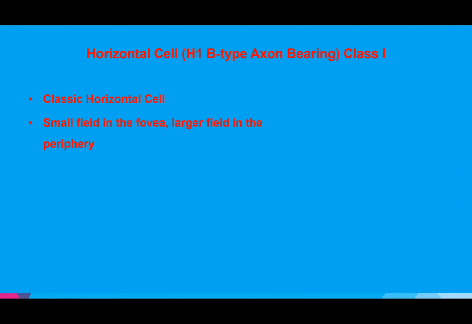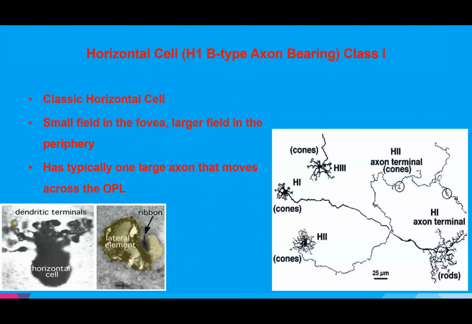It does basically everything. It's small field in the fovea and then has a larger field in the periphery. It typically has like one axon that moves across the OPL. Here's what it kind of looks like. You have this guy over here, H1, and then you follow its axon. It's got one large axon that's going through the outer plexiform layer.